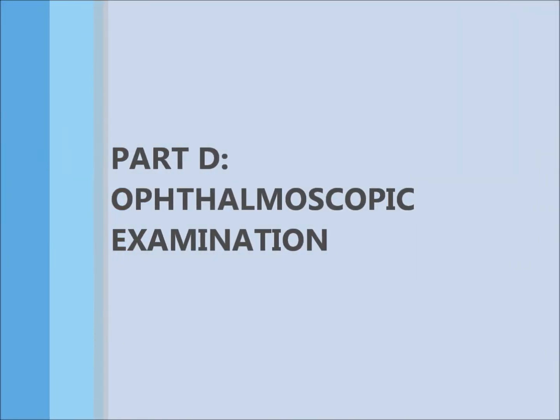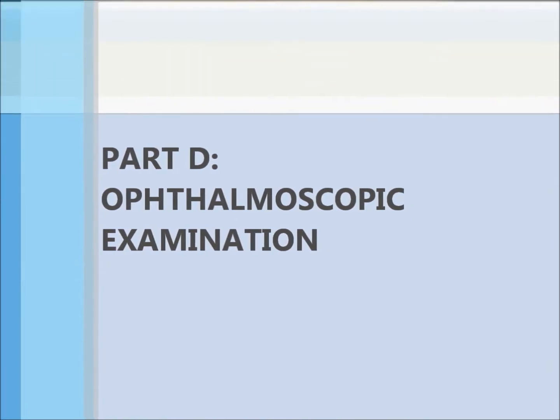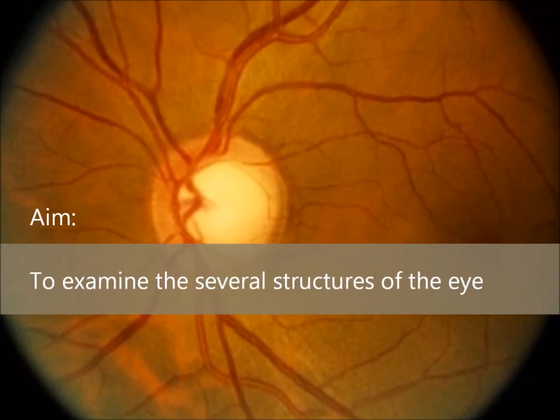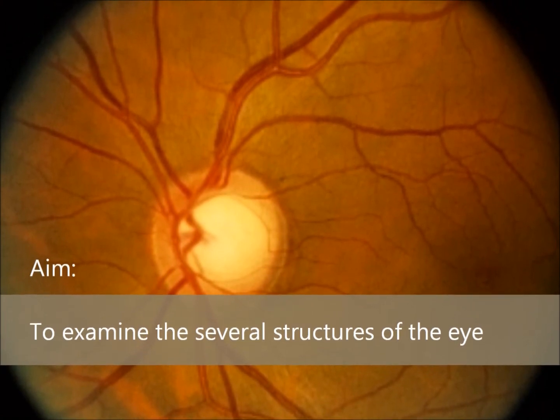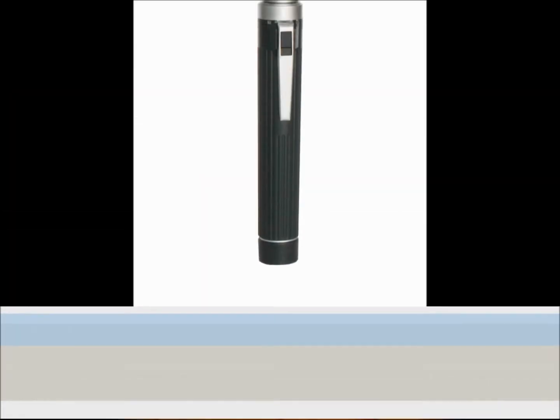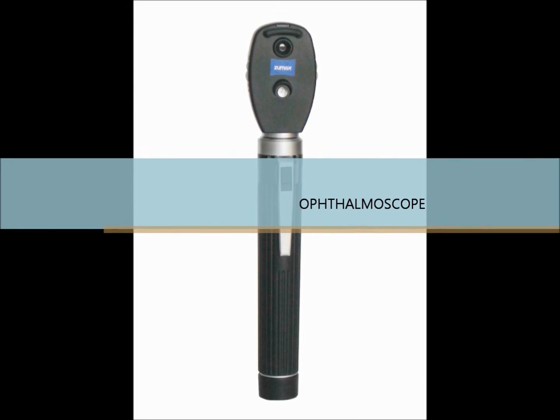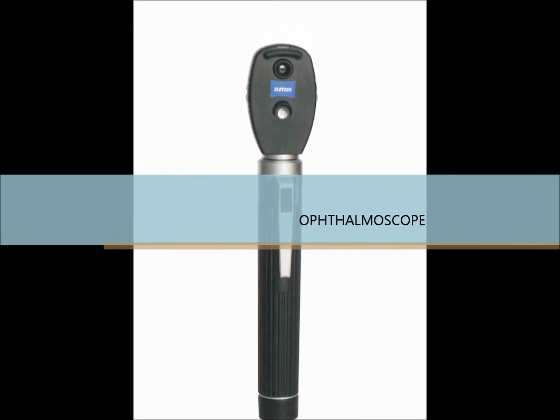Part D. Ophthalmoscopic examination. The aim of this experiment is to examine several structures of the eyes. The tool that we need in ophthalmoscopic examination is an ophthalmoscope. How do we do it?